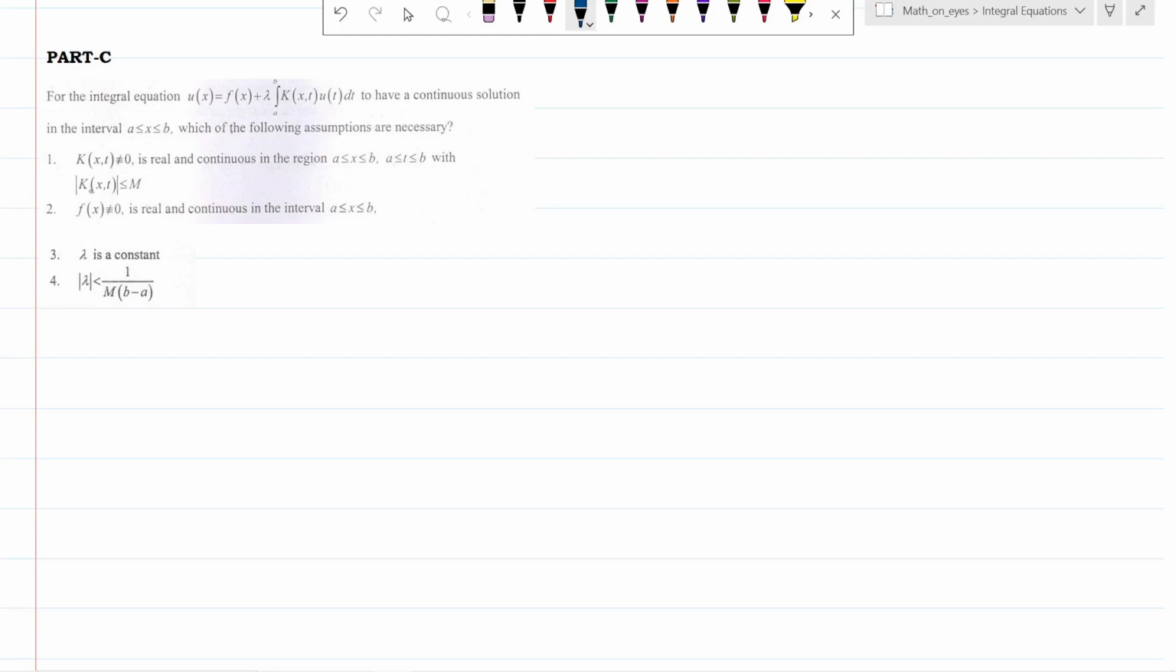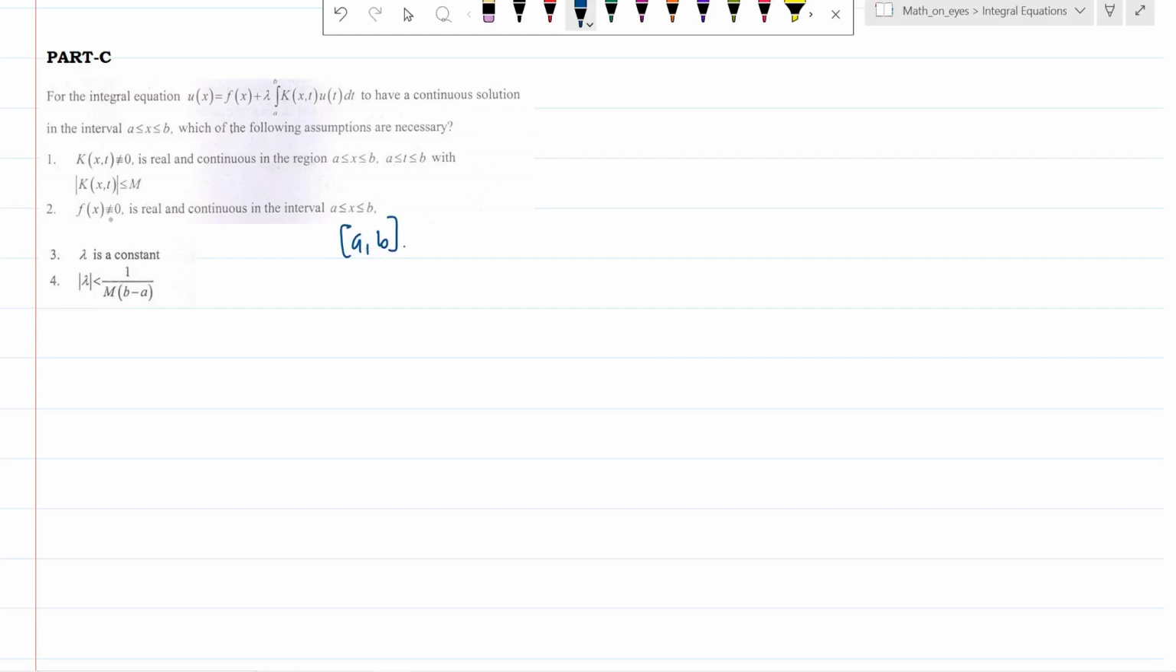with kernel bounded. And second option is f of x, not identically equal to 0, is real and continuous in the interval a less than or equal to x less than or equal to b, in the closed interval a comma b. And lambda is a constant and it should satisfy modulus lambda less than 1 divided by m into b minus a, where m is the bound of the kernel and b and a are the limits. So we find the interval, b is here and a is here, of the interval.